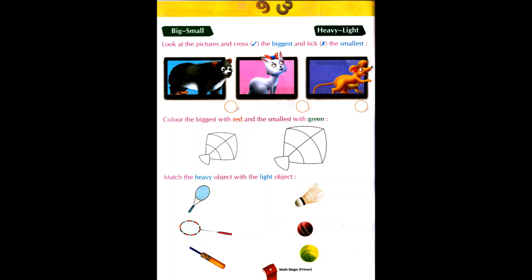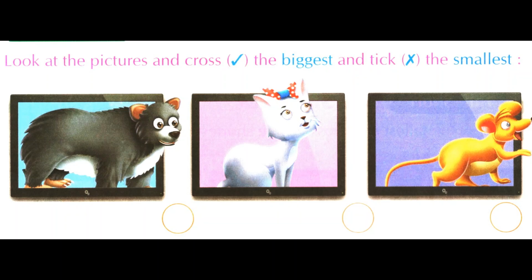That's something that is great in size or big in size, or something that is teeny or small in size. Now, like that, you have to pick out the heavy one and the light one. As you can see, there are three pictures. There is a bear, a cat and a rat. Now you have to take the biggest one and cross the smallest one.